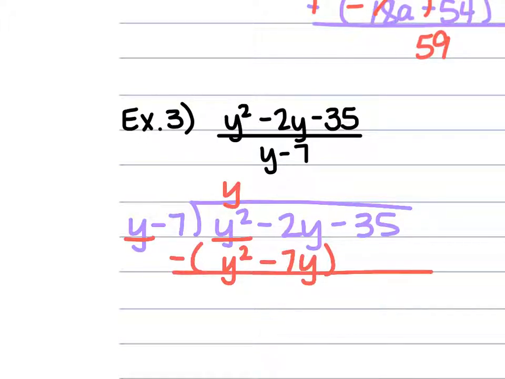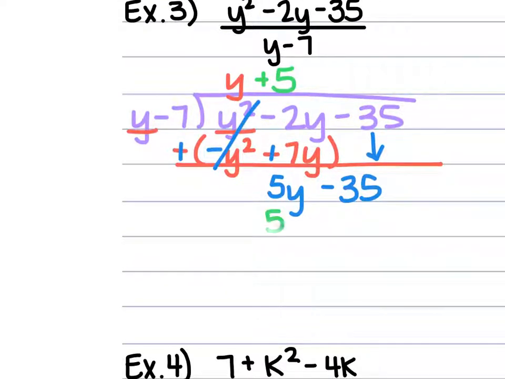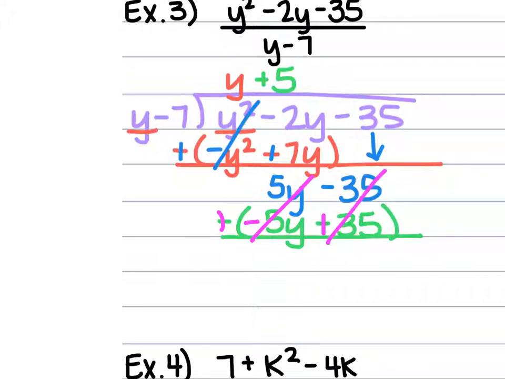I'm going to subtract these two, distribute that negative by adding the opposite, cancel out my y squared, then the negative 2y plus 7y is 5y. Bring down that negative 35. Y times what is 35? I'm sorry, y times what is 5y? It's going to be a 5. I'm going to multiply that 5 by y minus 7 to give me 5y minus 35. I'm going to subtract these, which is the same thing as adding the opposites. The 5y's cancel out, so do the 35, so I have a remainder of 0. My answer for this one is y plus 5.